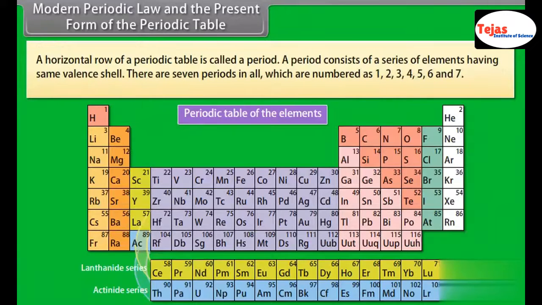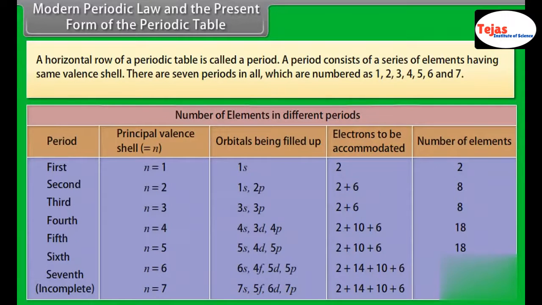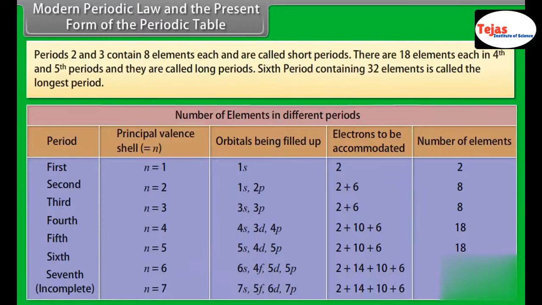A horizontal row of the periodic table is called a period. A period consists of a series of elements having the same valence shell. There are 7 periods in all, which are numbered as 1, 2, 3, 4, 5, 6 and 7. Periods 2 and 3 contain 8 elements each and are called short periods. There are 18 elements each in the 4th and 5th periods and they are called long periods. The 6th period containing 32 elements is called the longest period.